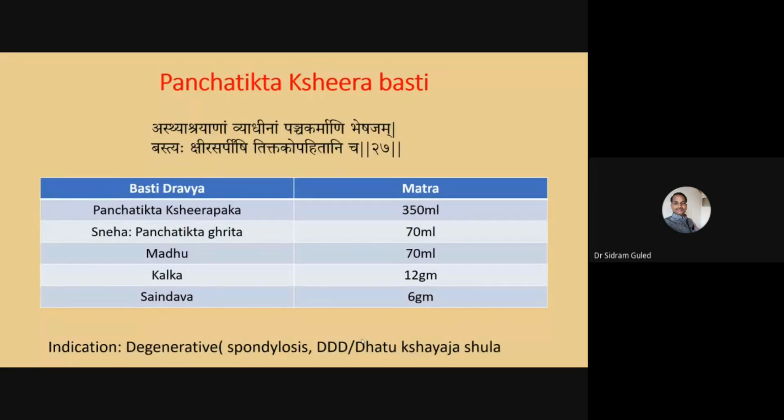Another one is Panchatikta Kshira Basti. It is mentioned in the Samhita: Ashtashayanam Vyadhinam Panchakarmani Bheshajam, Bastaya Kshira Sarpimshi Tiktakopahitani cha. Tiktaka Kshira Bastis are best in Asthi Sandhigata Vikara, especially in Kevala Vataja or Asthikshaya Janya Vikara. In degenerative conditions, spondylosis, degenerative diseases, Dhatukshaya, we use the Panchatikta Kshira Basti, which is the yoga we use conventionally in our clinical practice.